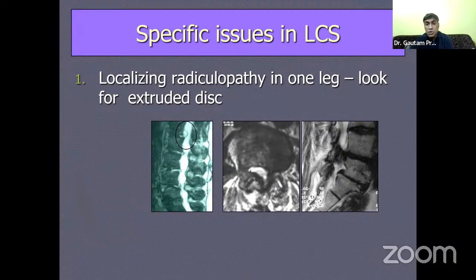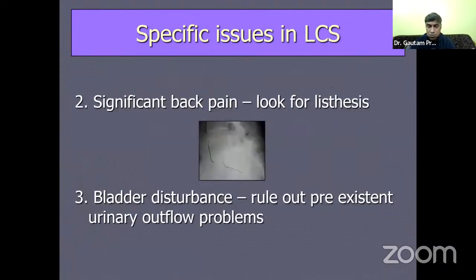That has to be looked into, because for each and everything we see in that one-sided pain, we have to see the reason. If there is a facet cyst, it's a sign of instability, and you need to fix it. If there is a disc protrusion, that needs an excision. So simply laminectomy or facetectomy is not going to help. Your decision making depends on how well you read your MRI, and for that you need to take a detailed history and do a detailed examination.